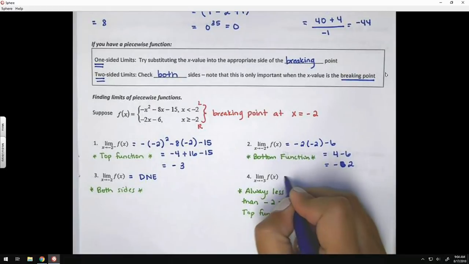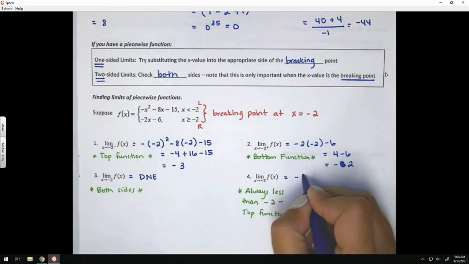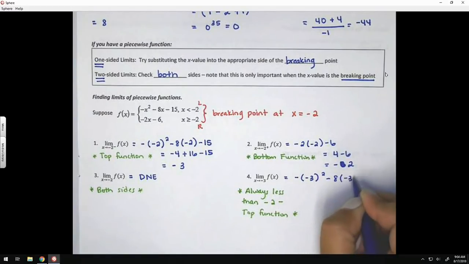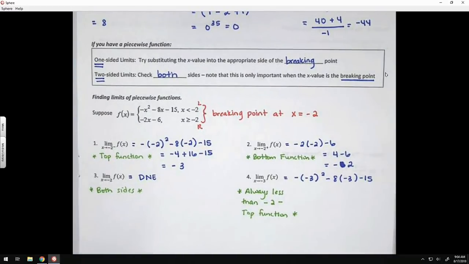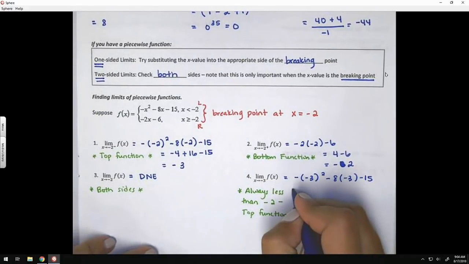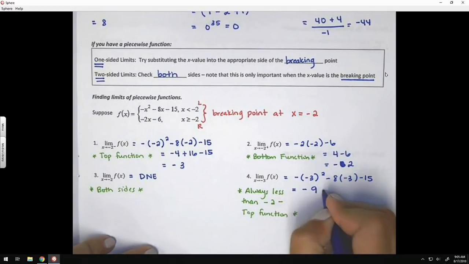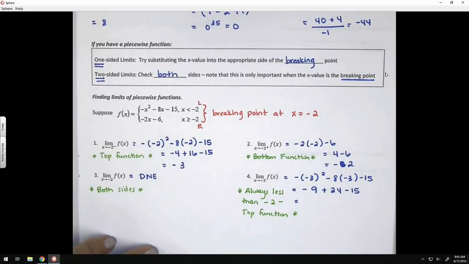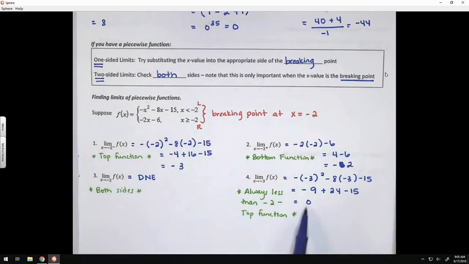So what I'm going to do is take my negative 3 and plug it into the top function, and I don't need to check the other side, because as long as the answer I get from this is a defined number that is not a breaking point of a piecewise function, then that's just going to be my answer. So I would have negative 9 plus 24 minus 15. Negative 9 plus 24 would be 15. Minus 15 would be 0. So the answer to this question would just be 0.